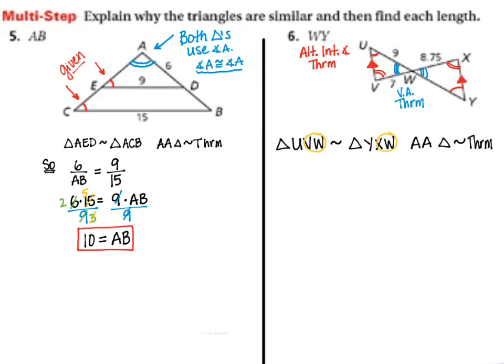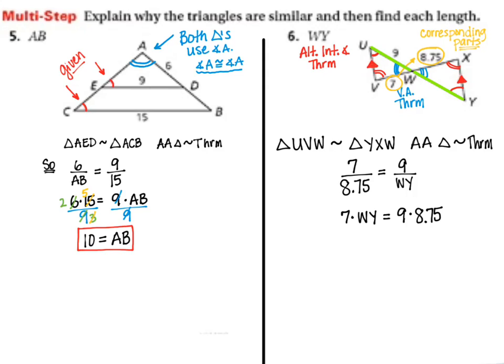So in that similarity statement, I see that the segment VW corresponds to the segment XW. So 7 corresponds to 8.75. And I can write that. 7 is to 8.75. And now I have to find the other pair of corresponding. And I've got these ones here, that UW and YW, they correspond. And so I'm going to say that 9 is to WY.